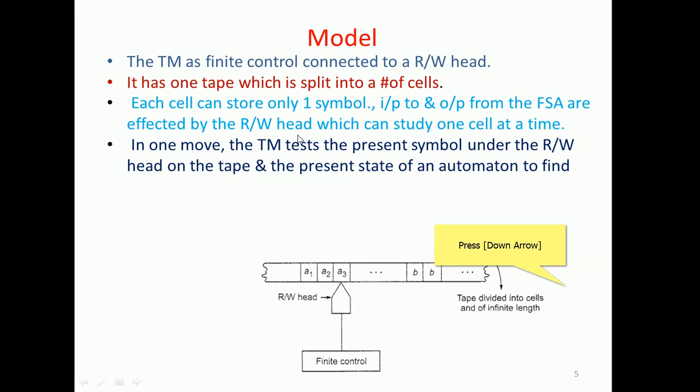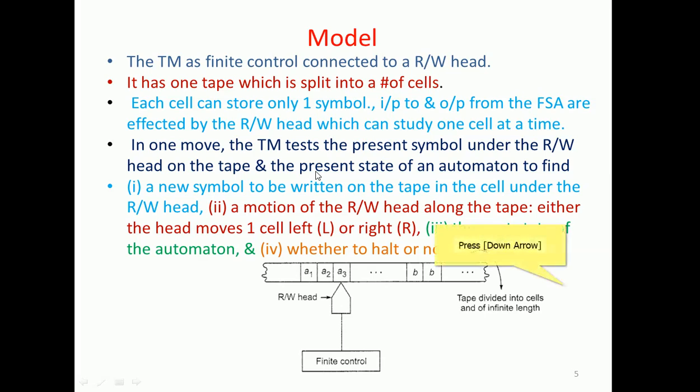So based on the present state, the automaton determines a new symbol to be written on the tape in the cell under the read write head. The new symbol is written on the tape with the help of the read write head, and the second activity of the read write head, to complete the mechanism of this Turing machine, is the motion of the read write head along the tape, either one cell towards the left side or the right side.